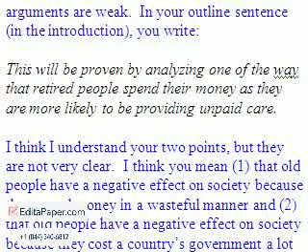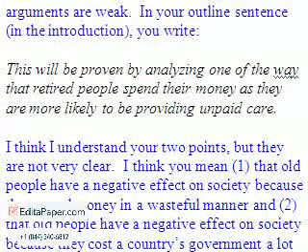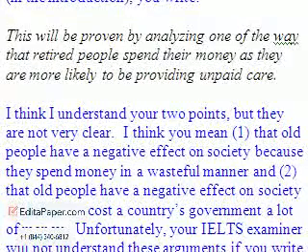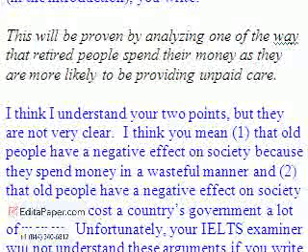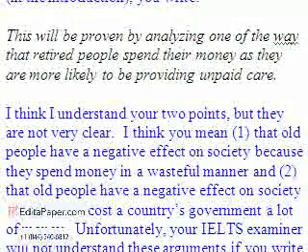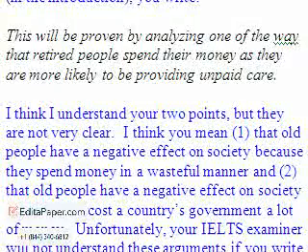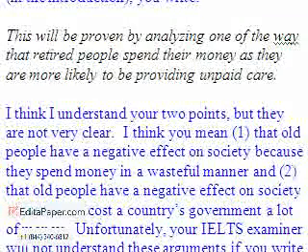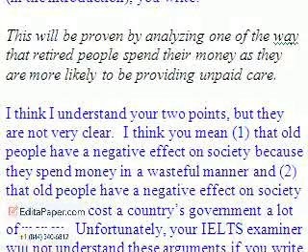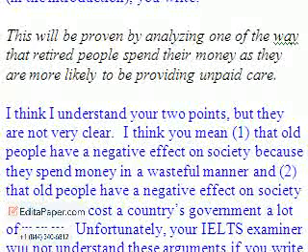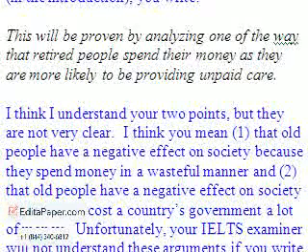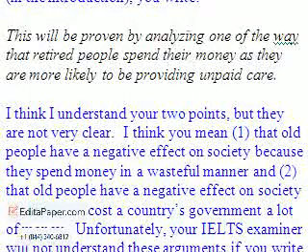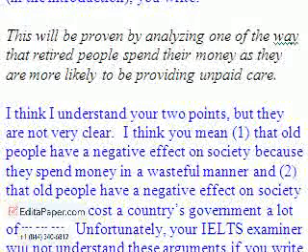I think you mean, number one, that old people have a negative effect on society because they spend money in a wasteful manner. So the idea being that old people use their money in ways that are not very useful. And then the second idea that I think the student is trying to say is that old people have a negative effect on society because they cost a country's government a lot of money.